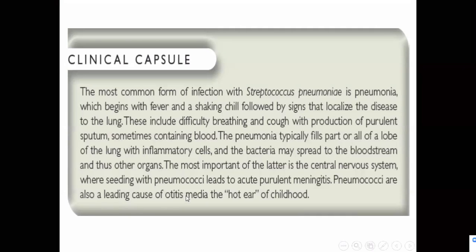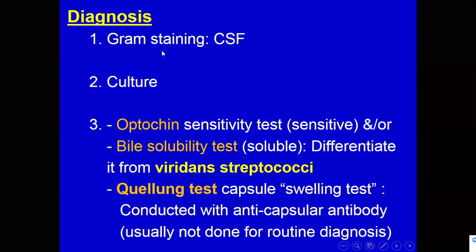Also, they can cause otitis media, inflammation of the middle ear, which is sometimes called hot ear. From the ear, it can spread to the meninges also. Sometimes sinusitis, also caused by Streptococcus pneumoniae, and from there, it will escape to the blood and cause meningitis. How do we diagnose it? As yesterday mentioned, gram staining of the CSF, and culture. And you remember the table. I would like you to go back to the table and see that these microorganisms are optochin sensitive.